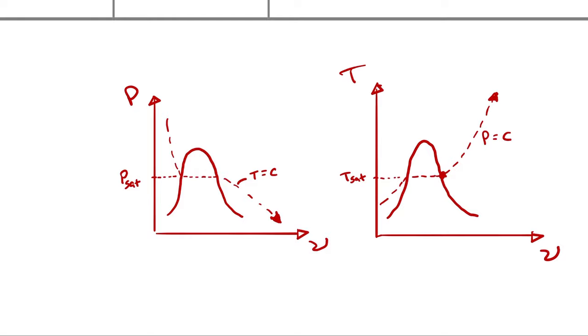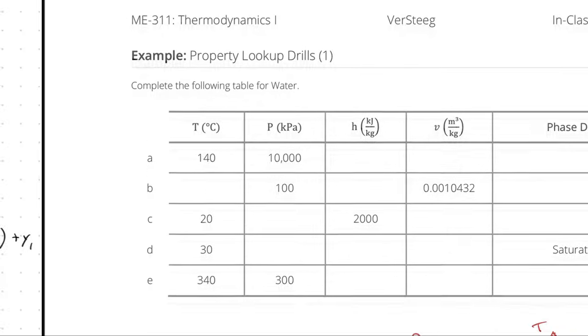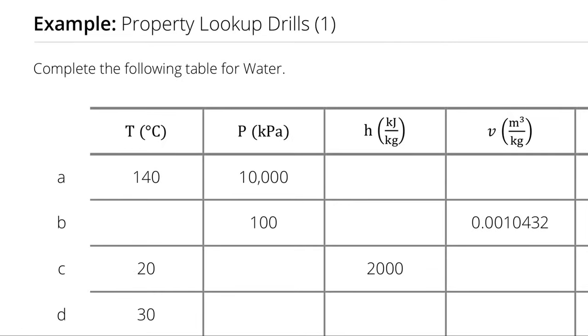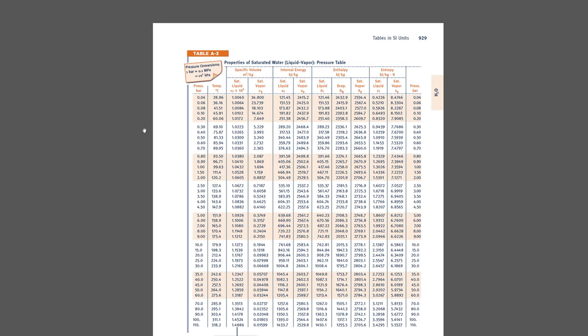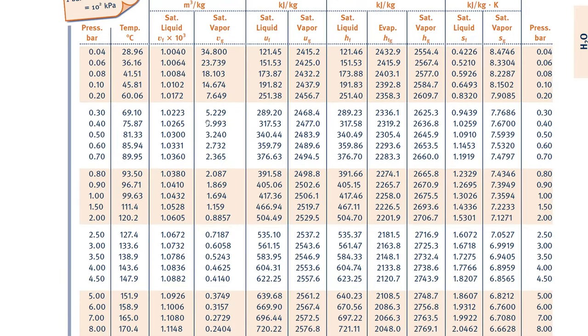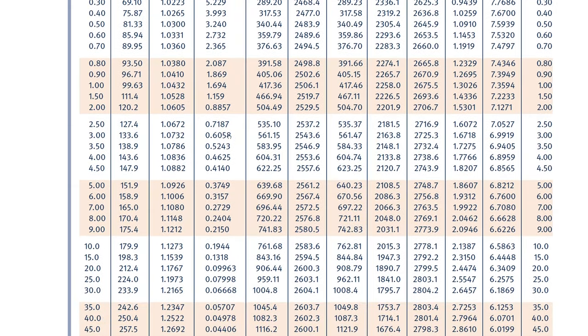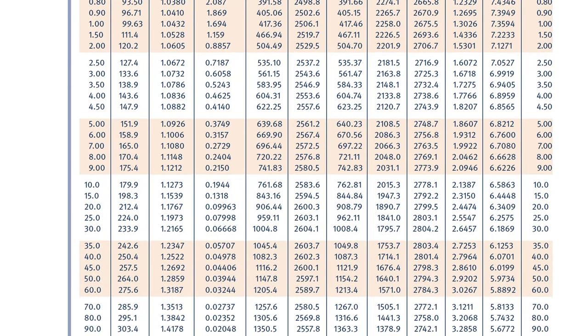We also could have gotten there by comparing our temperature to the saturation temperature corresponding to 10,000 kilopascals. To do that, we convert 10,000 kilopascals into bar. It is 100 bar. And I jump into table A3, wherein I can see that the saturation temperature corresponding to 100 bar is 311.1 degrees Celsius.